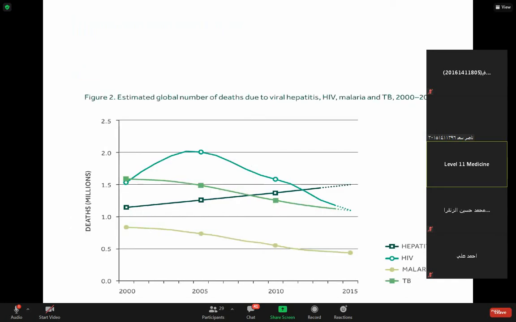You can see here a global number of deaths due to viral hepatitis or HIV or malaria or TB. So you guys can see that the hepatitis over time, there is actually increase in the number. Okay, compare this to malaria, there is a decrease. Compare this to TB, there is a decrease. Compare this to HIV, there is actually a decrease. Are you guys surprised by that? Maybe.